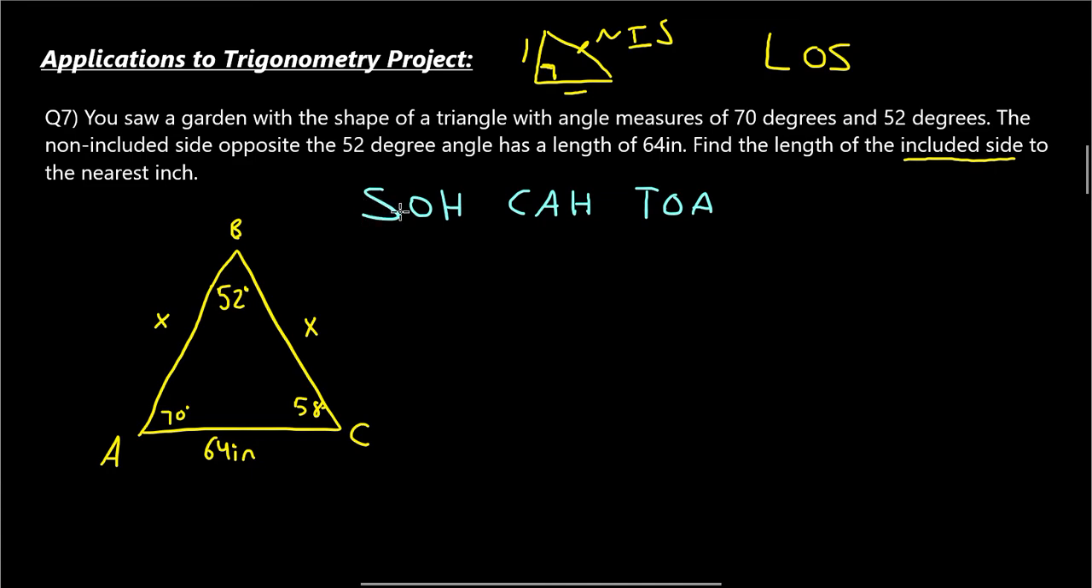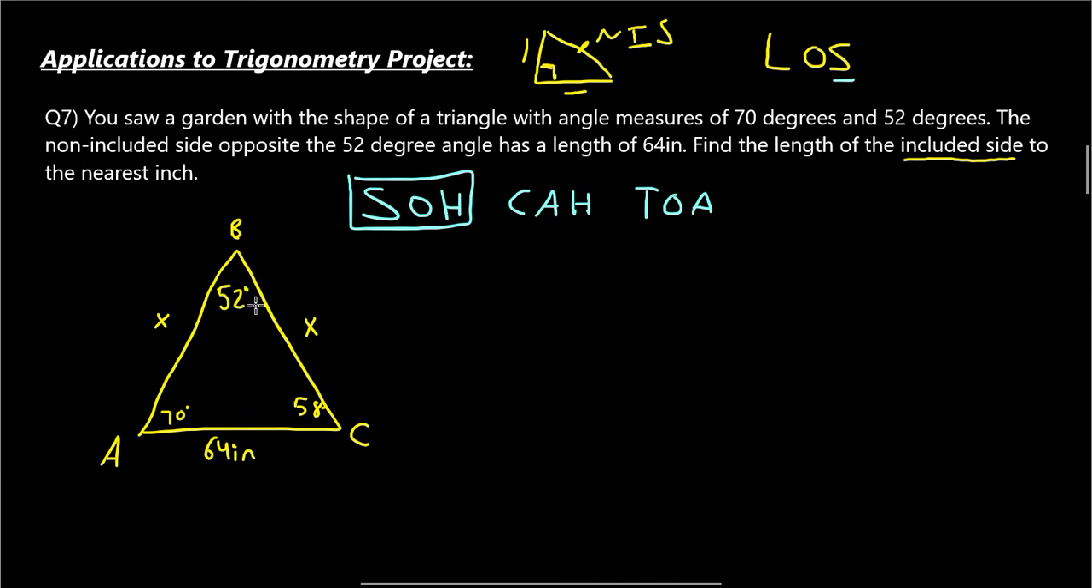The S stands for sine, the C stands for cosine, and the T stands for tangent. Sine is equal to opposite over hypotenuse. Cosine is equal to adjacent over hypotenuse. Tangent is equal to opposite over adjacent. And we're dealing with the law of sines, so we're going to focus on this part of the acronym: sine is equal to opposite over hypotenuse.